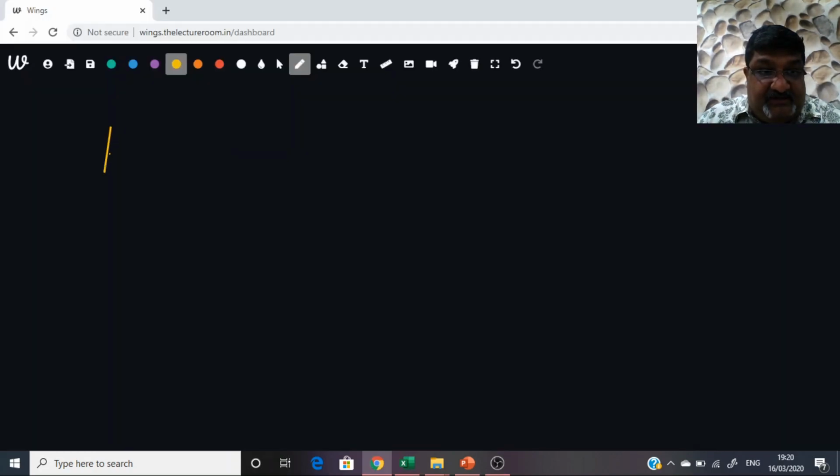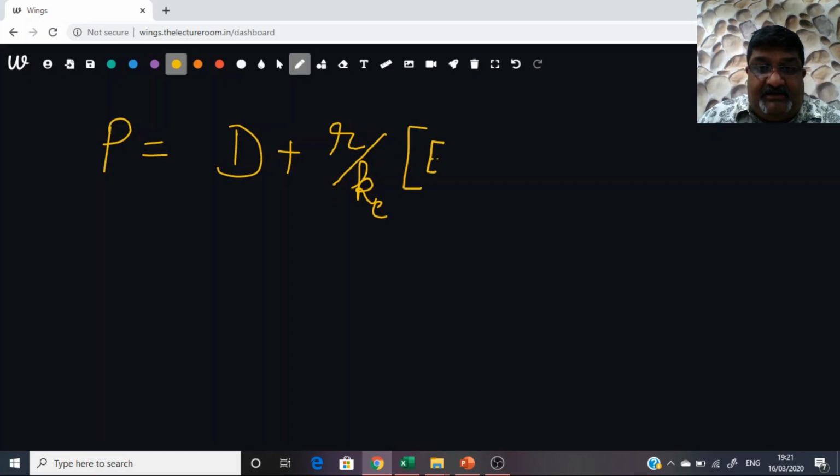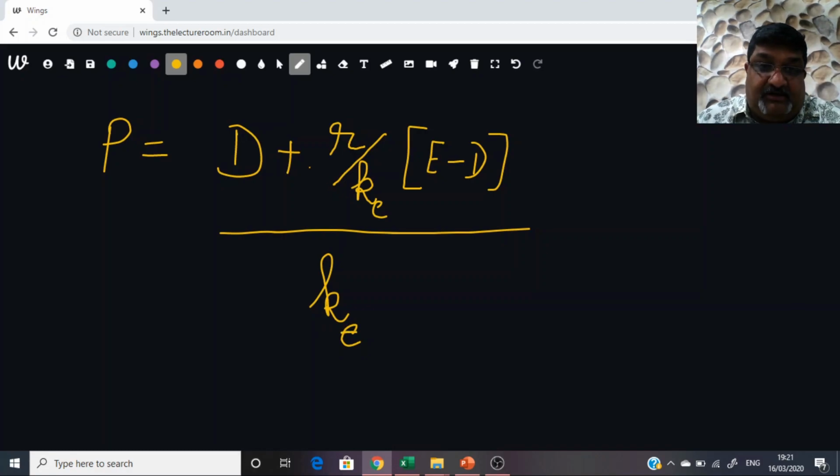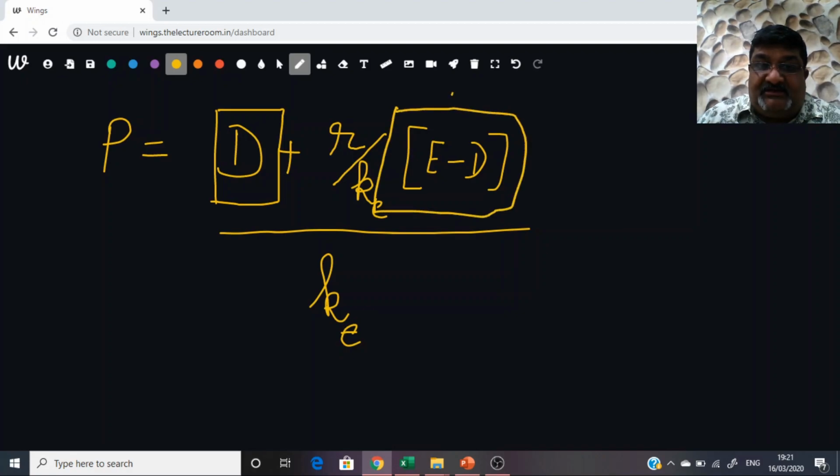If we were to write the formula here, I have written P is equal to dividend per share plus the return that is generated internally by the organization upon cost of equity multiplied by E minus D, the whole thing divided by the cost of equity. Now, how would you interpret this particular formula? Now, there are two parts to this formula. One is your dividend, and the other is your earnings minus dividend, which is nothing but your retention, which I will denote by B.